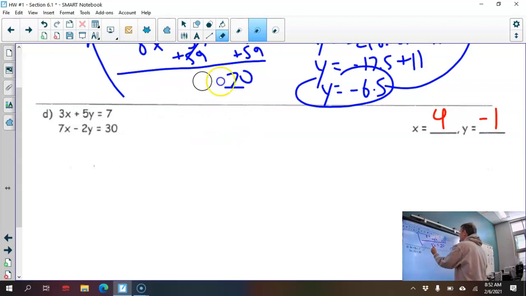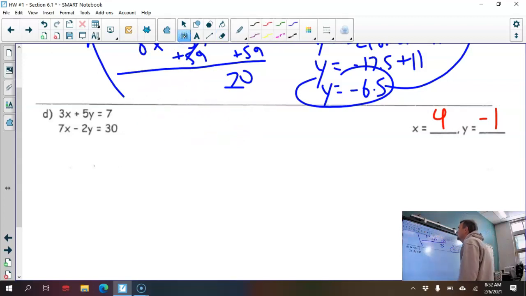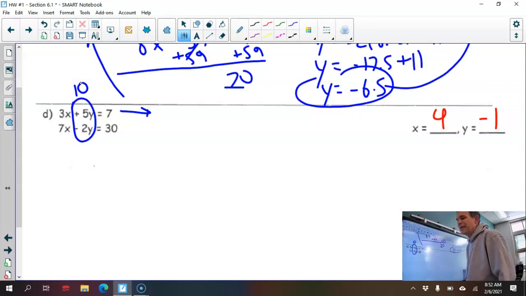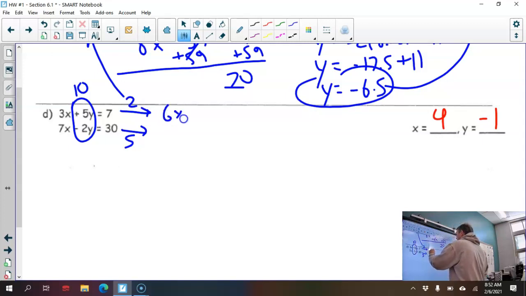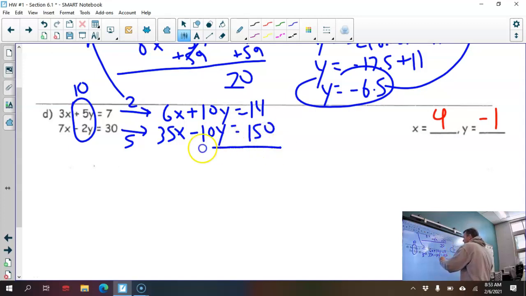So in letter D, I would do this by the elimination method because no variable is by itself. I would take this guy and multiply him. Let's see. I'm going to make those guys become opposites by making them both into 10s. So I'm going to multiply the top equation by 2 and get +10. I'm going to multiply the bottom equation by 5 and get -10. So I get 6x plus 10y equals 14. And I get 35x minus 10y equals 150. And I have made my opposites.